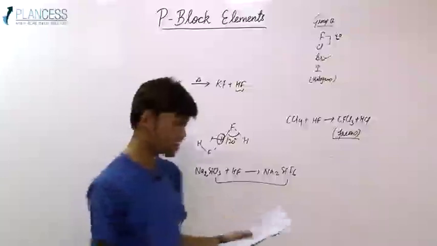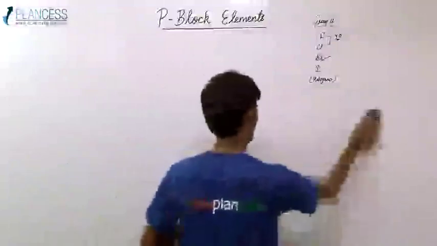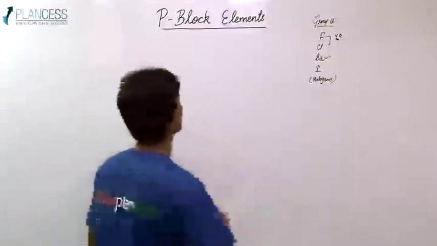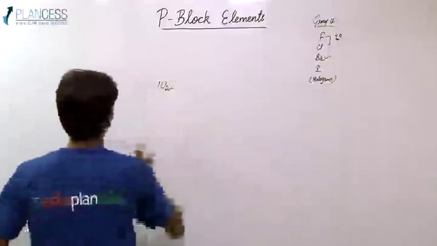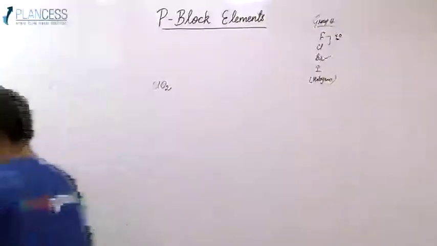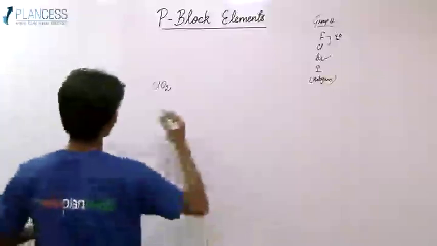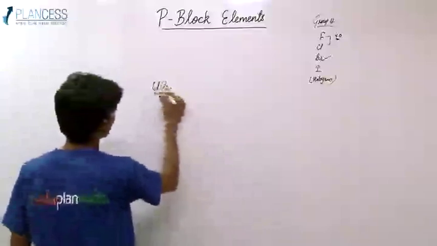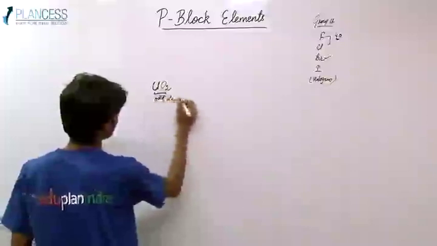Now we'll talk about the oxides of chlorine. The first oxide of chlorine would be chlorine dioxide, ClO2, with two bond pairs, and it is an odd electron species, ClO2.